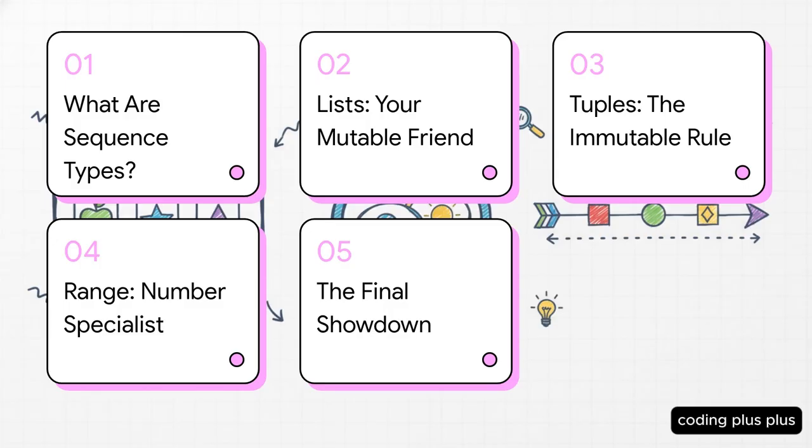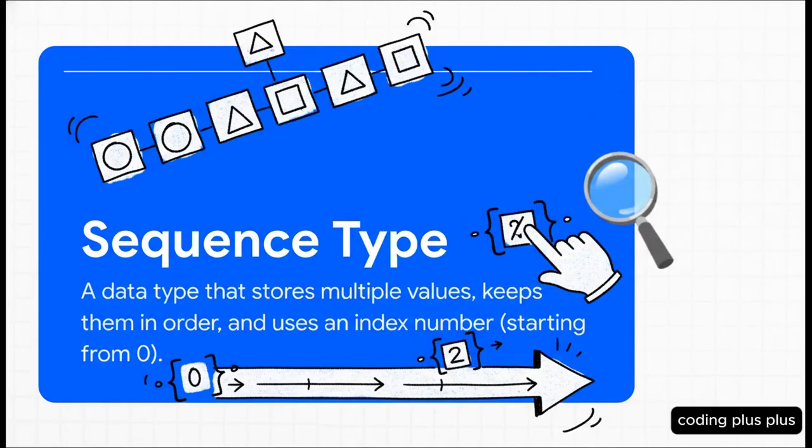So here's our game plan. First, we'll quickly cover what a sequence type even is. Then we'll get to know our 3 main players: the super flexible list, the super strict tuple, and the number crunching range. And to wrap it all up, we'll have a final showdown to make sure it all sticks. Let's do this.